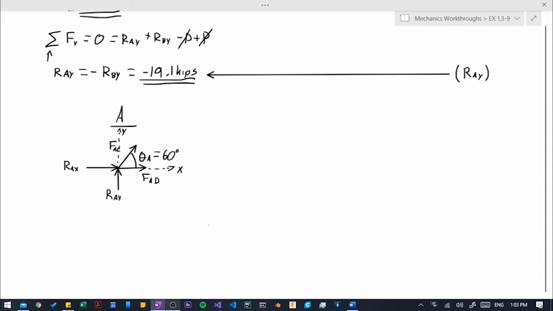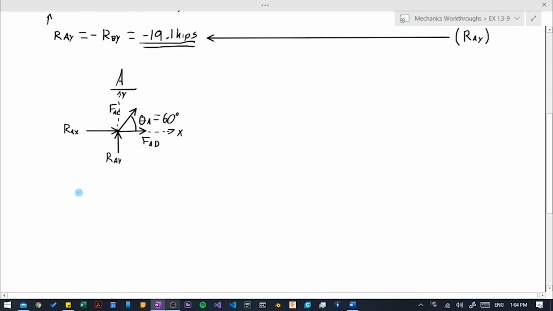So let's think about which one we should do first. If we do summation of forces in the x direction, we will have two unknowns. Both of our member forces have components in the x direction. But if we do summation of forces in the y direction first, you can see this one does not have a component, so it'll be left out. But this one does, and we can find it directly because we will only have one unknown. So let's go ahead and do our summation of forces in the y direction.